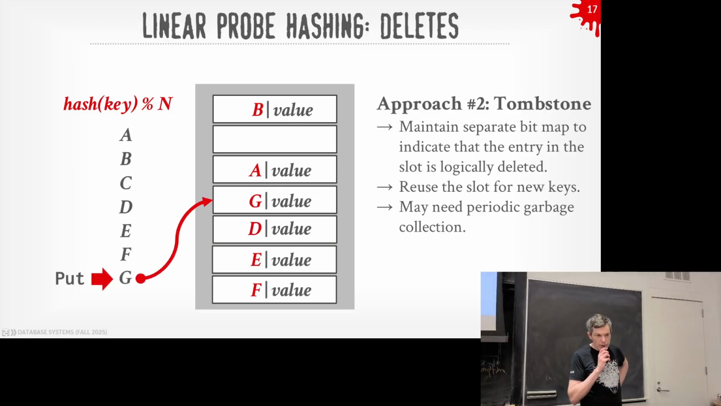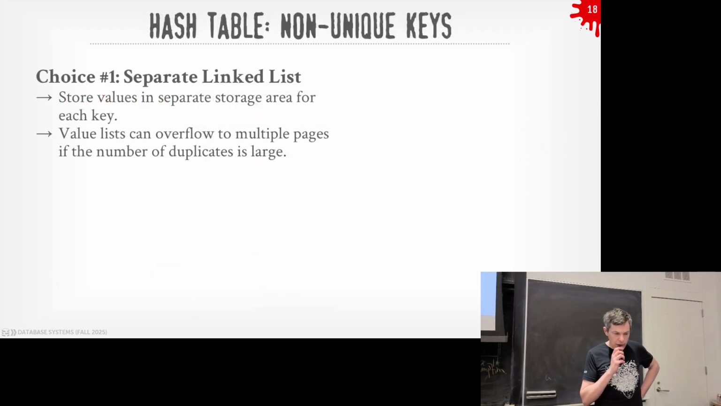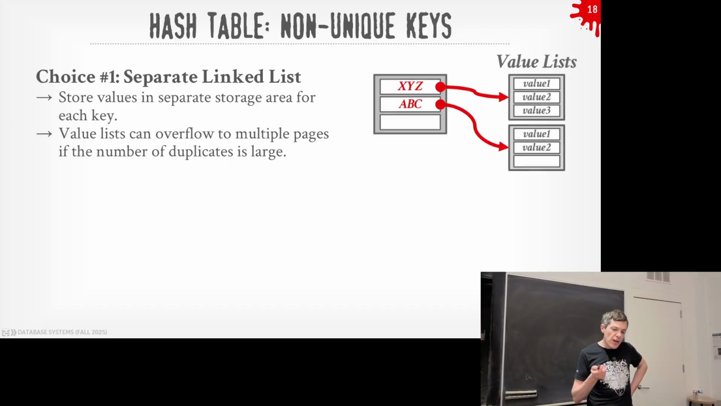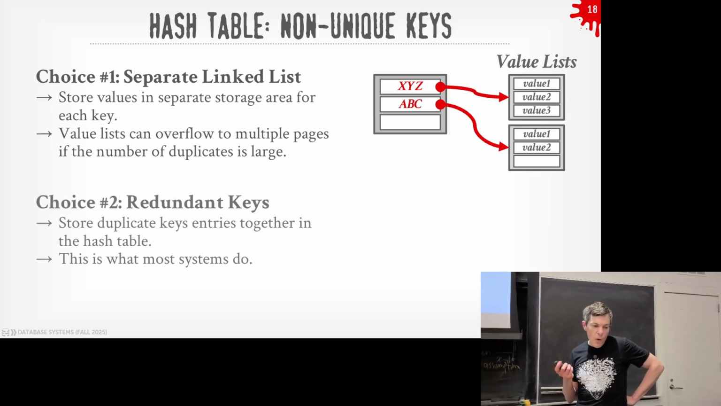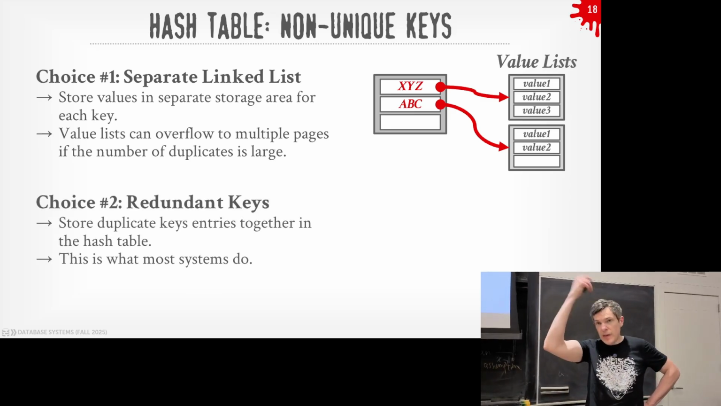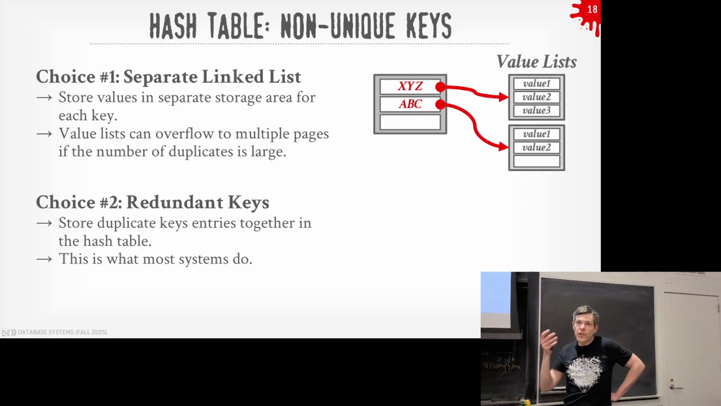Okay, let me jump through because we're short on time, since we haven't gotten to the dynamic stuff. If you want to handle non-unique keys, you basically have two options. You can store them either in separate linked lists or you just store the key multiple times. That's what most systems do.